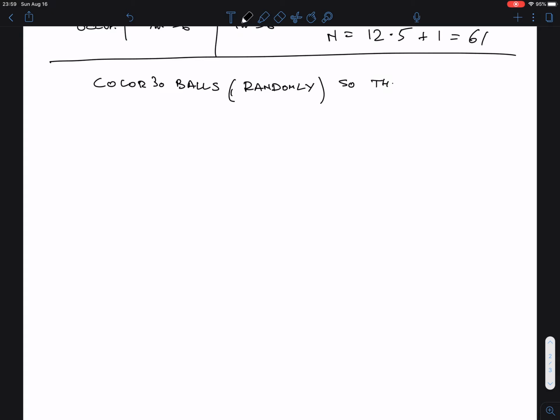So that, let's say, at least 4 of the same color. So what's the question here? So how many colors can I use? Now, of course, I can use just one color and I'm guaranteed to have 4 the same, because that actually is 30 the same.